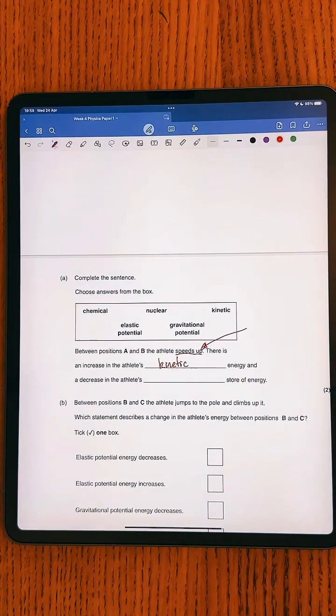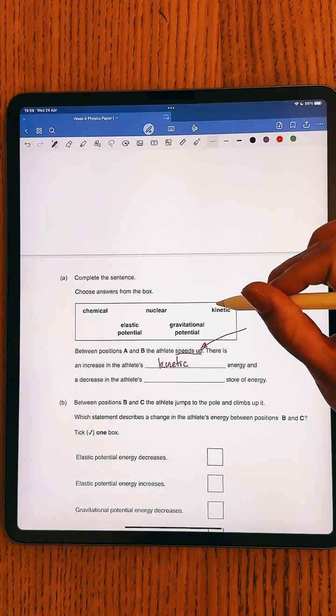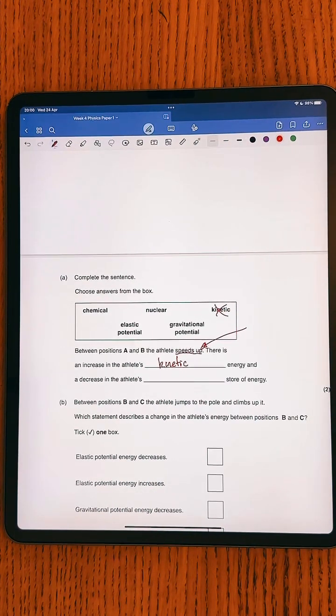kinetic. And a decrease in the athlete's what store of energy? What do you guys think, what type of energy do you think is going to decrease out of these? That's a bit trickier. We've used kinetic already. Let's see what everyone's saying. Someone's saying gravitational, someone's saying chemical, loads of people saying chemical. Yes, it is chemical. Well done, guys.